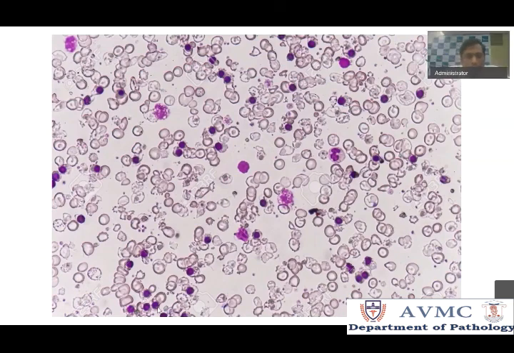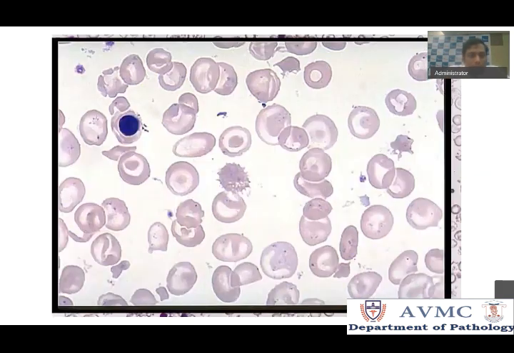Okay, very good. So let's take a closer look. I suppose this is low power, so you are not able to see it so clearly. See, this is a higher power, which is oil immersion. You find a lot of hypochromic cells, and you find a lot of target cells. See, these are the target cells, and you find these cells. This is a nucleated RBC or a late normoblast. So that is again pointing towards the anemia being very severe.